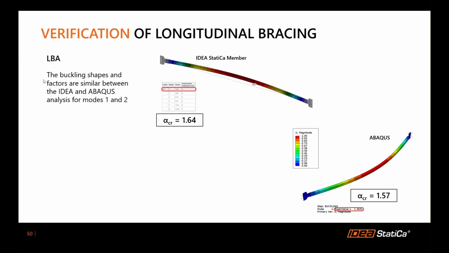Then the linear buckling analysis. Now the buckling shapes and factors are similar between the IDEA and Abaqus analysis for modes 1 and 2, the most important ones for us. And here we see for mode 1 alpha critical is 1.64. And in Abaqus we see an eigenvalue, because that is the same method, alpha critical of 1.57, which are quite similar to each other.